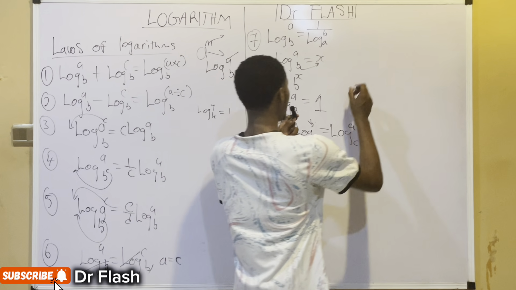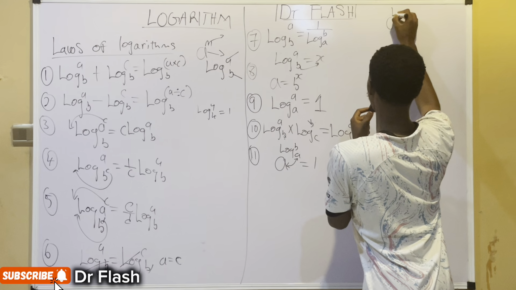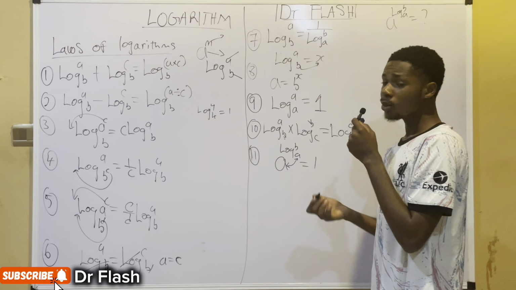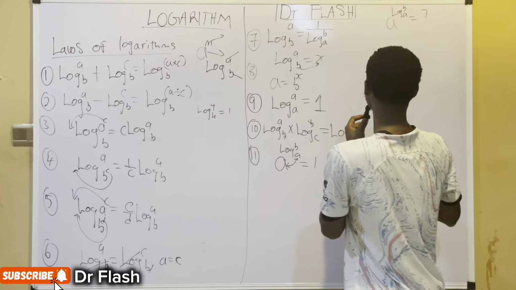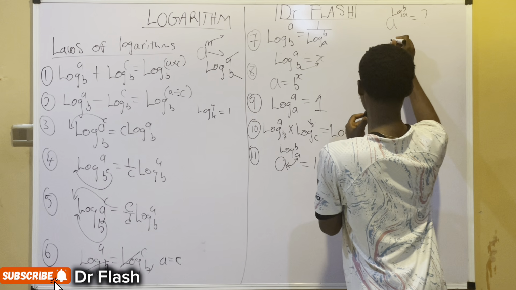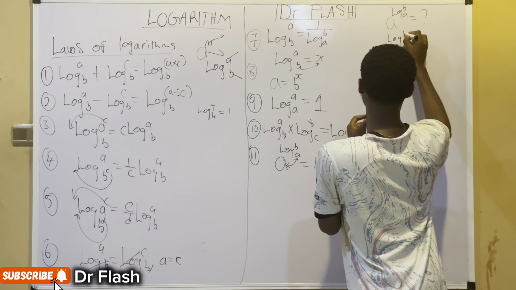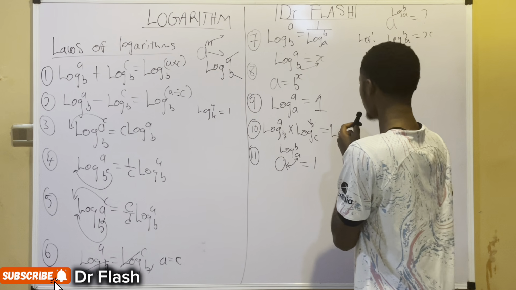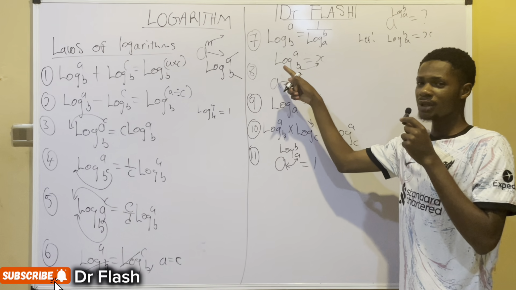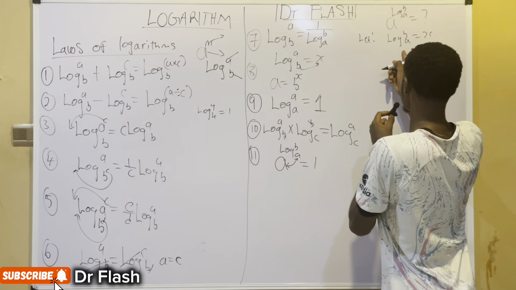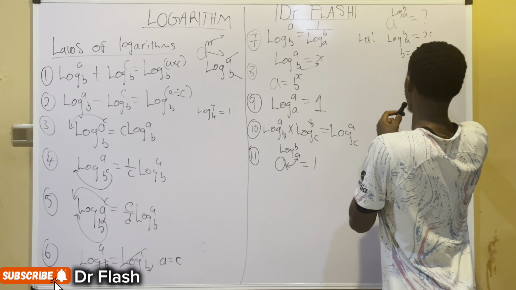Here is the proof. If we are saying A to the power of log B base A is to be simplified, how then are we going to do it? Let the whole power be equal to x. So log B base A is equal to x. Then we apply the relationship between logarithm and indices. If we convert this into indices form, we get B is equal to A to the power of x.